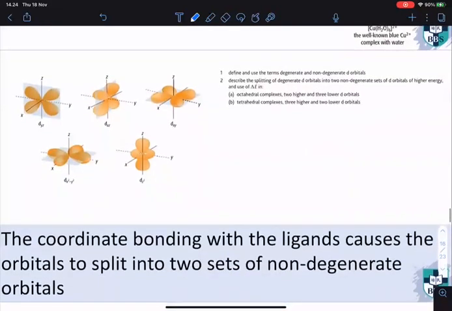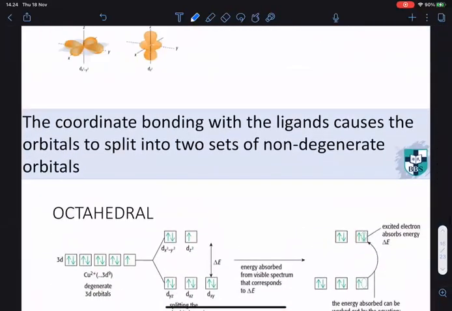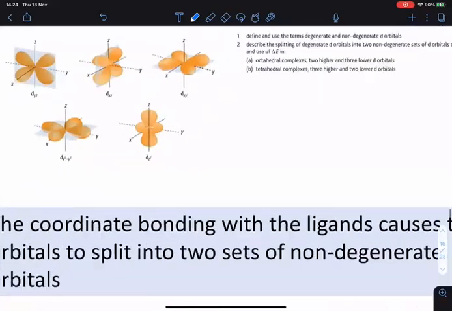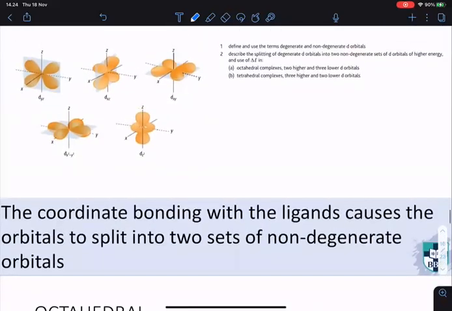So if you look over here, I have actually put it very big over here. This is according to your syllabus. You need to know how to use the terms degenerate and non-degenerate orbitals. Degenerate means same energy. Non-degenerate is going to be different energy. And this is newly added in your syllabus, not even available in your textbook. So please take note of this. It's quite easy to miss out. Later I'll go through this as well.